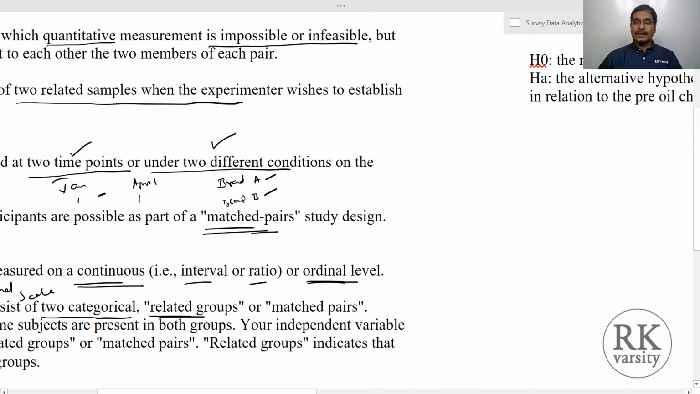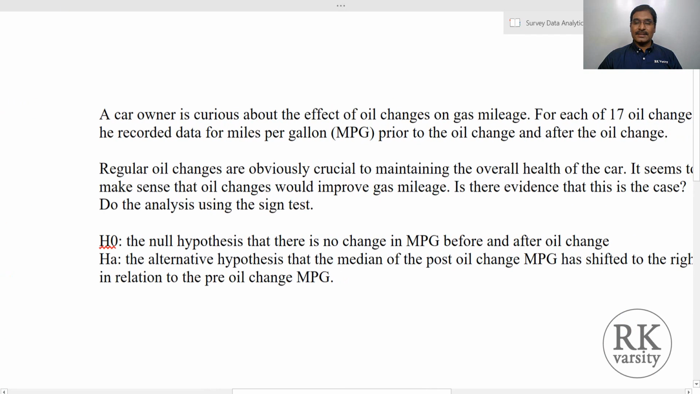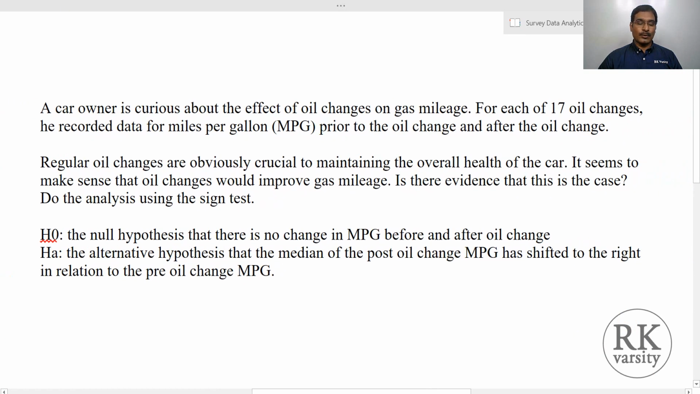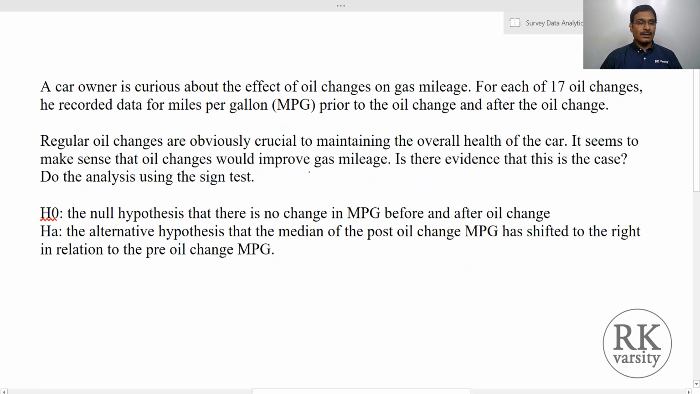So here we have two examples. As I told you, there are two procedures to calculate sign test in SPSS. I'll explain both with two different examples here.